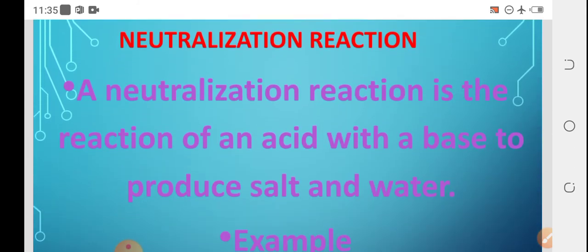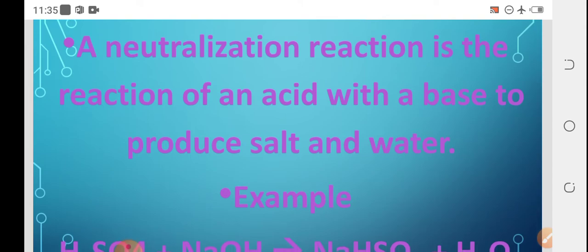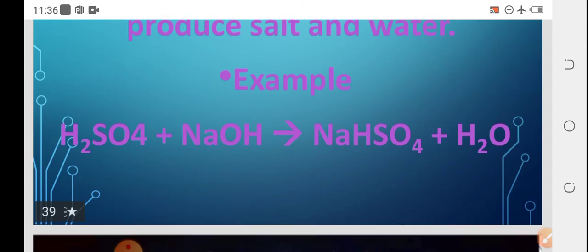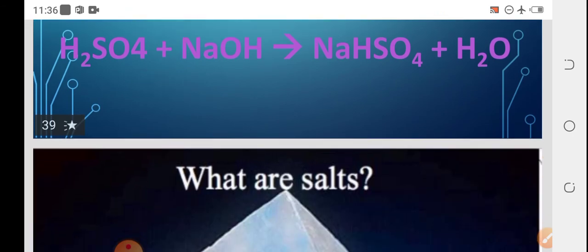Then what is a neutralization reaction? We already finished this one. A neutralization reaction is the reaction of an acid with a base to produce salt and water. Example, H2SO4, sulfuric acid, reacts with sodium hydroxide to form NaHSO4 plus H2O. Here acid and base react and form salt along with water. This is called the heat of neutralization.